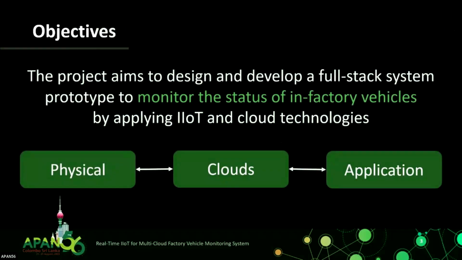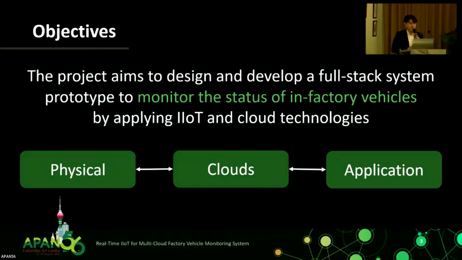The objective of this project is to design and develop a full stack system prototype to monitor the status of in-factory vehicles by applying IoT and cloud technologies. That means we have three main components. We begin with the physical part, the motor drive and microcontroller that we need to design. The next part is in the cloud, where we have the storage system and the visualization system. And in the application, we will have a monitoring website to monitor the historical record of our vehicles.